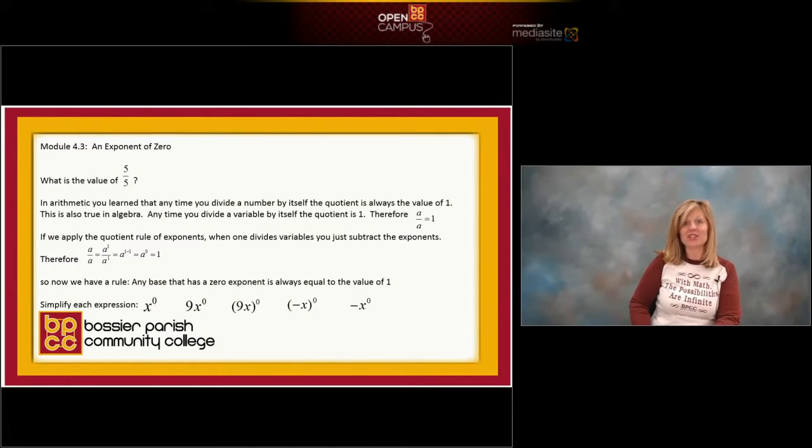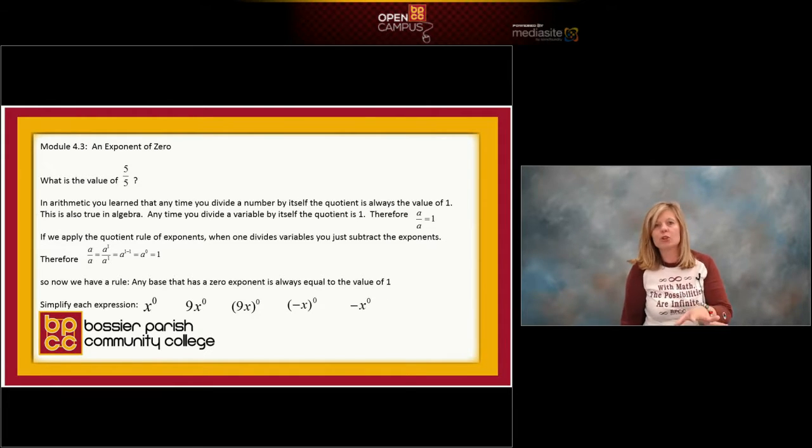Welcome back to division. We're in module 4.3, and today we're going to speak about what happens if you get an exponent that's the number 0. So let's talk a minute. Remember, we're doing division. So let's go back to arithmetic. What happens if I asked you guys, what is 5 divided by 5?